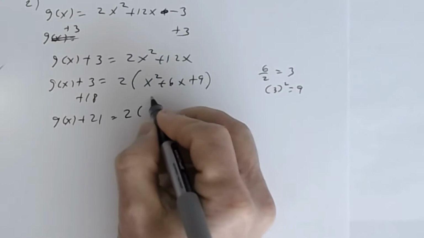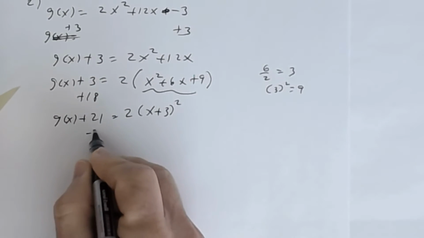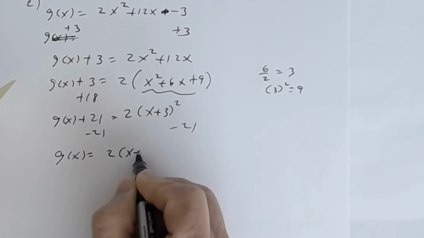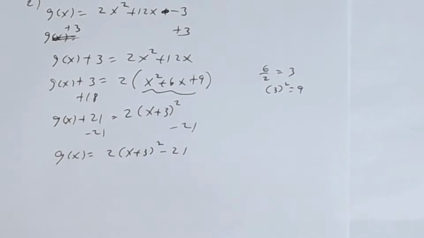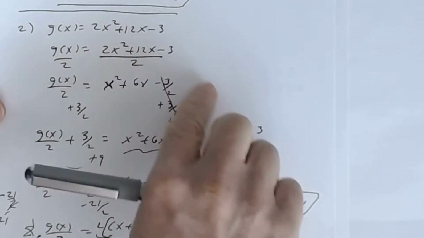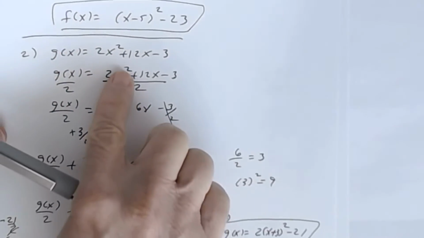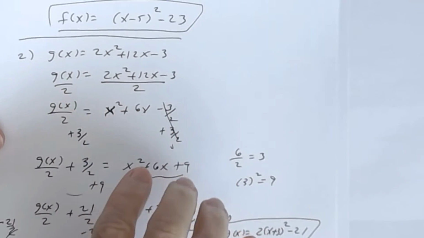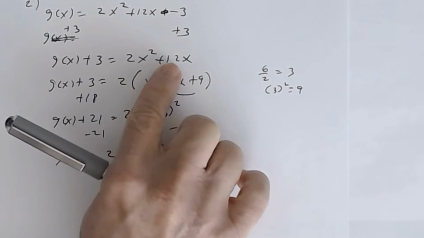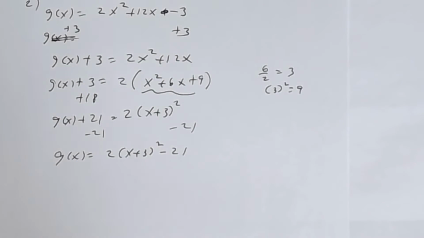Equal 2 times, and this is now a perfect square trinomial, so that's x plus 3 squared. And all you do is subtract 21 from both sides, and there's your answer. So g of x equals 2 times x plus 3 squared minus 21. So doing it this way kind of saved you a lot of fractions, right? But you got to be careful because there are some problems where factoring it out could be an issue as well. It wasn't here, because that coefficient of x was divisible by 2. That's why.